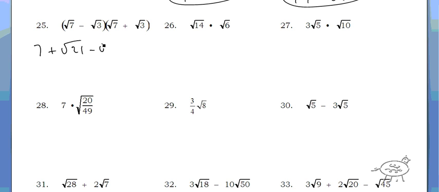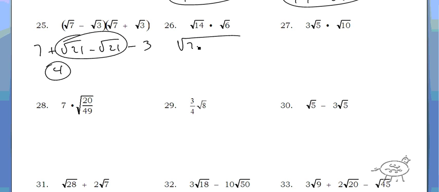Inside, minus root 21. And last, minus 3. 7 minus 3 is 4. And these guys cancel, so your answer is just 4. Okay, not bad. Root 14 times root 6, as opposed to multiplying that together, I'm going to do this.